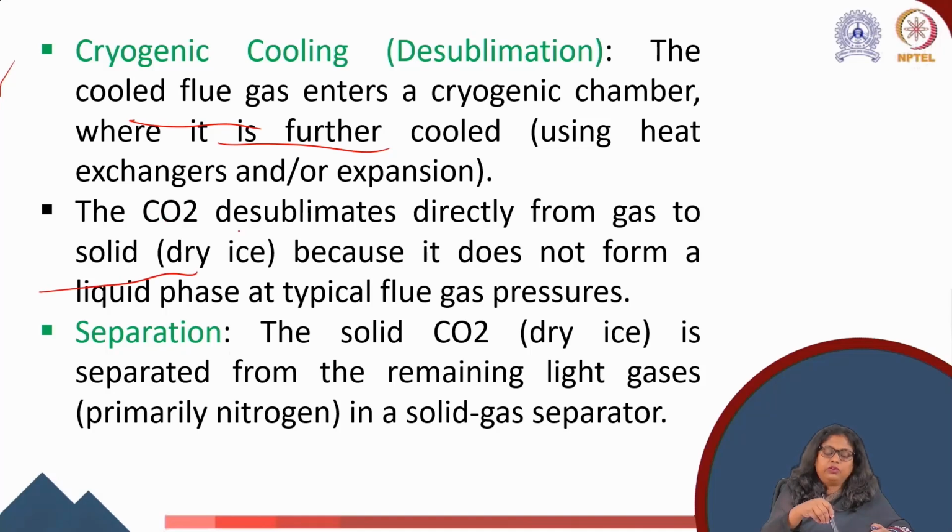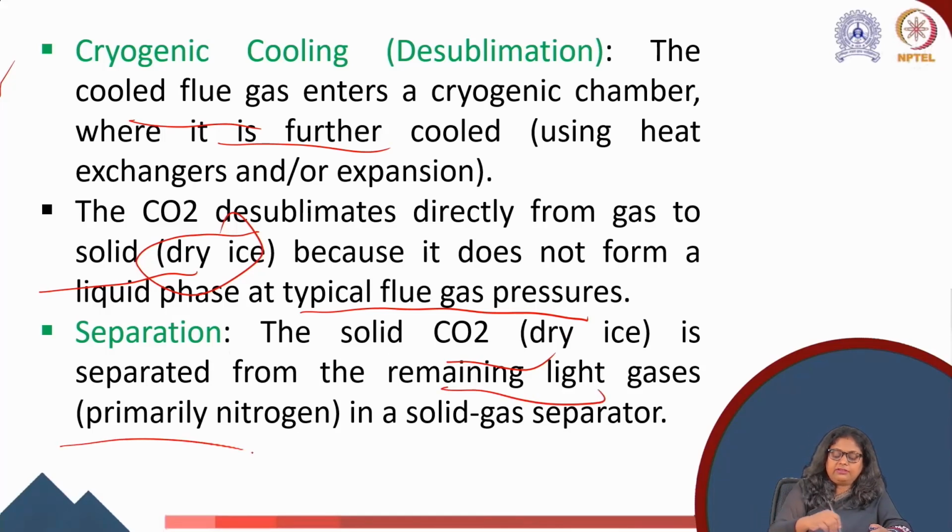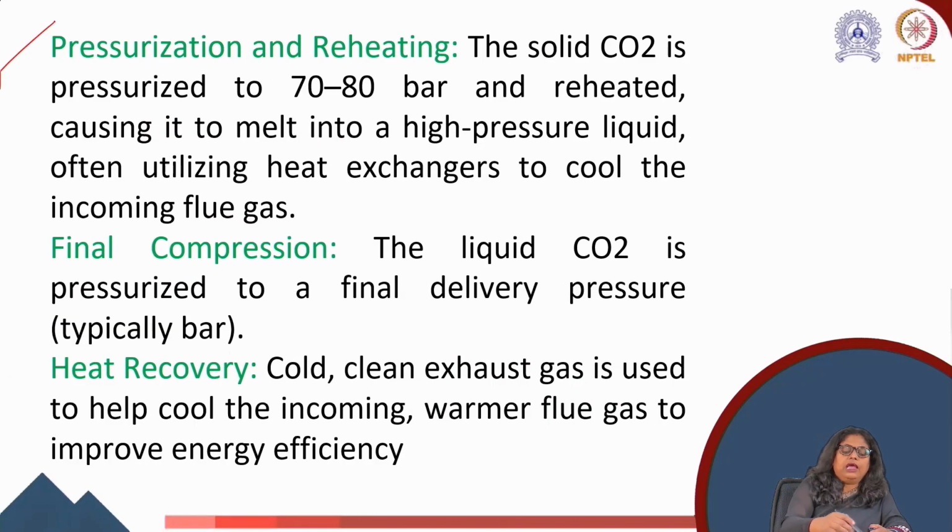That solid CO2 we call dry ice because it does not form a liquid phase at typical flue gas pressure. Then separation: the solid CO2, that is dry ice, is separated from the remaining light gases, primarily nitrogen, in a solid-gas separator. And then we have the pressurization and reheating. This solid CO2 is pressurized to 70 to 80 bar and reheated, causing it to melt into high pressure liquid, often utilizing a heat exchanger to cool the incoming flue gas.